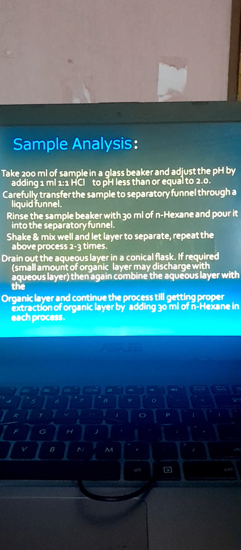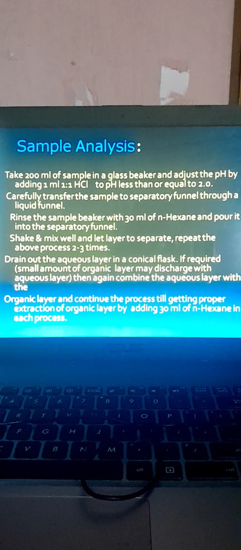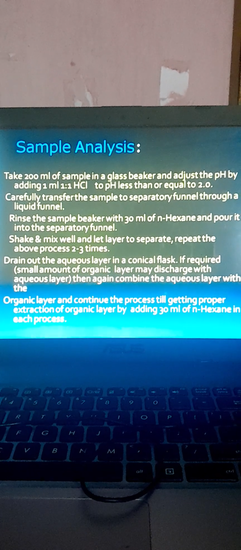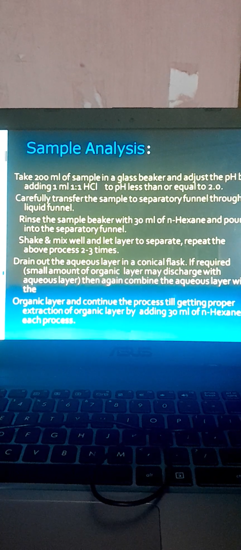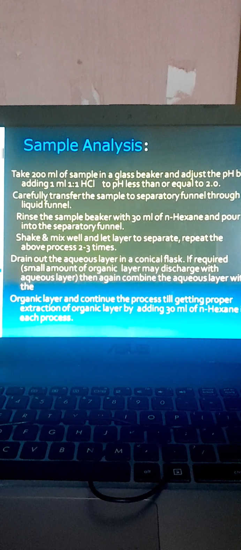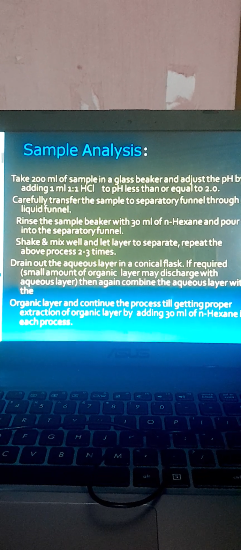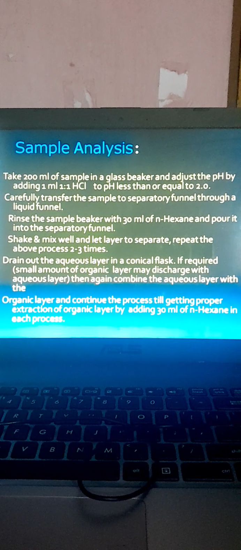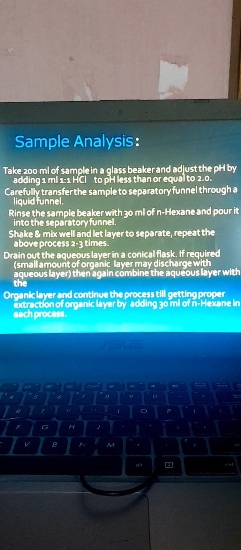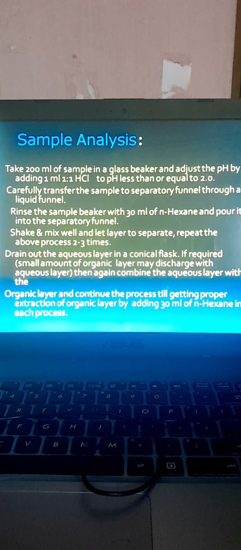Then carefully transfer the sample to a separatory funnel through a funnel. Then rinse the sample beaker with 30 ml of N-hexane and pour it into the separatory funnel. Then shake and allow the layers to separate, and repeat the above process 2 to 3 times. Then drain out the aqueous layer in a conical flask. If required, a small amount of organic layer may be discharged with the aqueous layer. Then again combine the aqueous layer with the organic layer and continue the process till you get proper extraction of organic layer by adding 30 ml of N-hexane in each process.